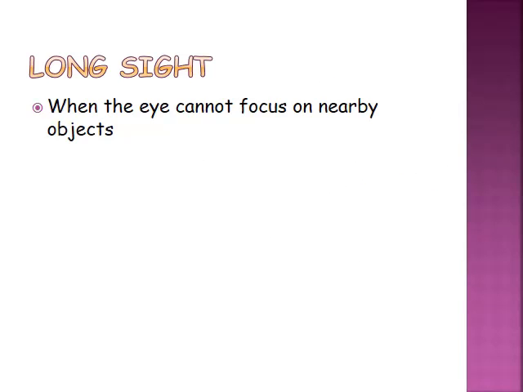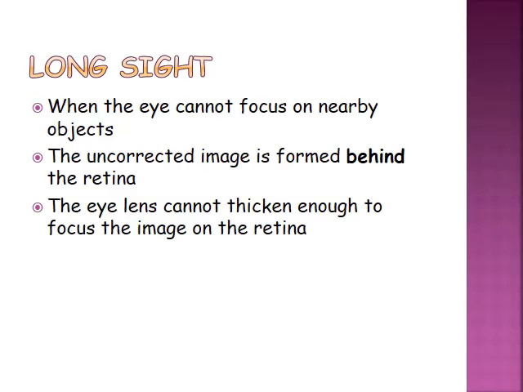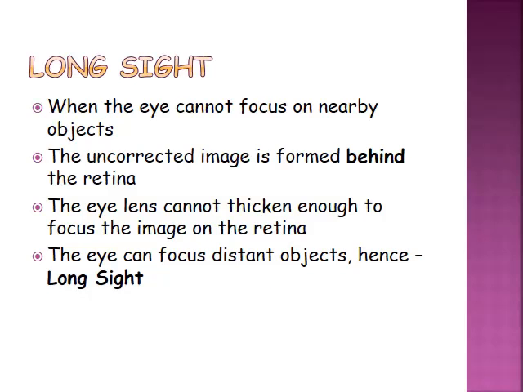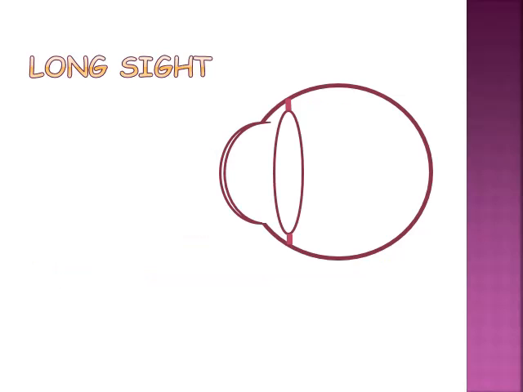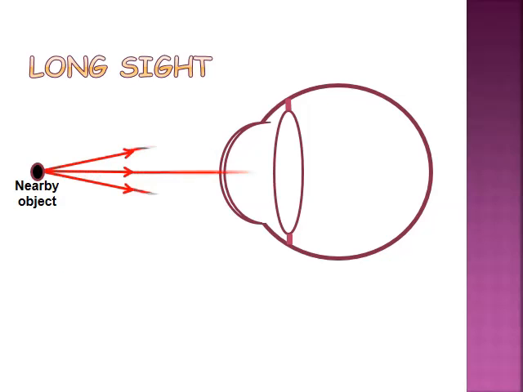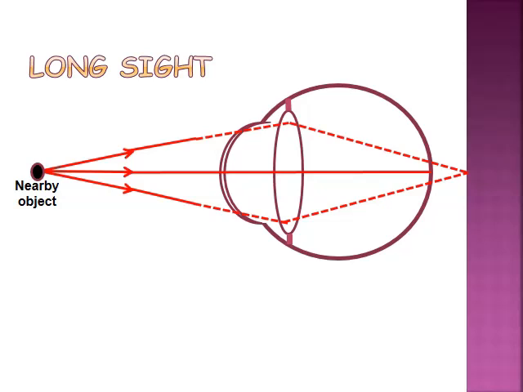Okay, long-sightedness. The eye cannot focus on nearby objects. The image forms behind the retina, and the eye lens cannot thicken enough to focus the image on the retina. So with a nearby object, we've got rays of light coming and spreading out, covering a large part of the field of view, and they hit the lens, which isn't thick enough, or the eyeball's too short, one of those, and we get our image formed here. So again, it would be blurry along the retina here.